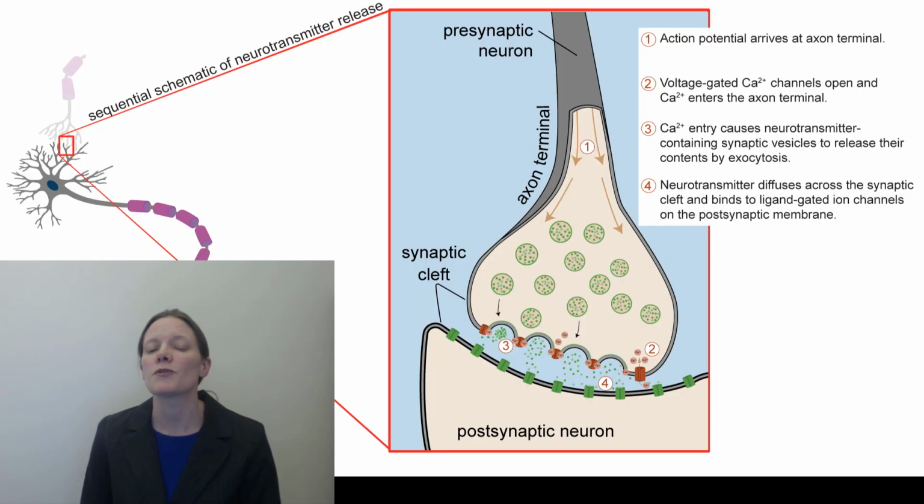Now, the neurotransmitter diffuses across the synaptic cleft and binds to the receptor protein embedded in the postsynaptic membrane. The receptor will be matched to the neurotransmitter being released at that synapse. The effect of the binding of the neurotransmitter to the receptor on the postsynaptic neuron varies depending on the particular neurotransmitter and receptor, and that'll be the subject of our next video.